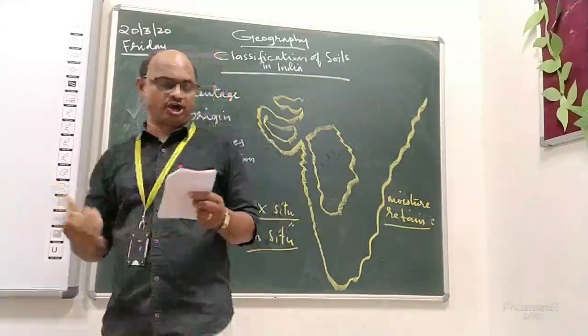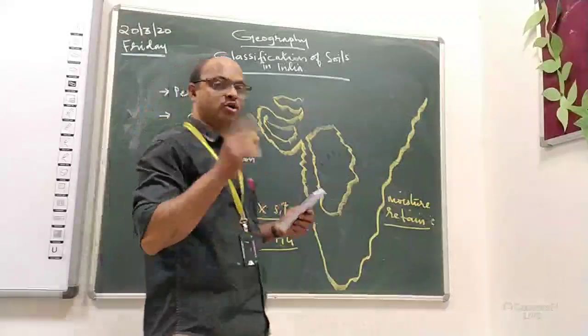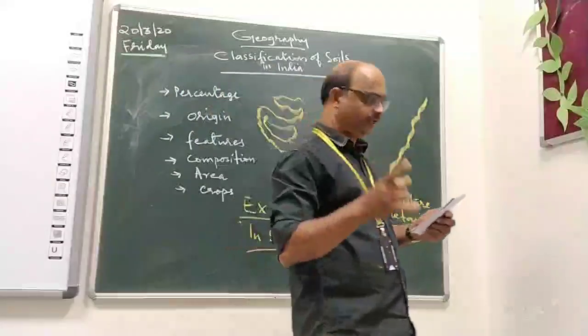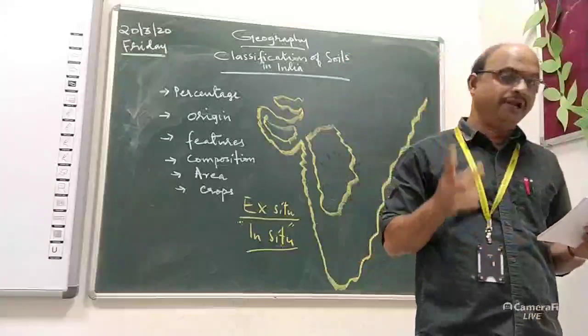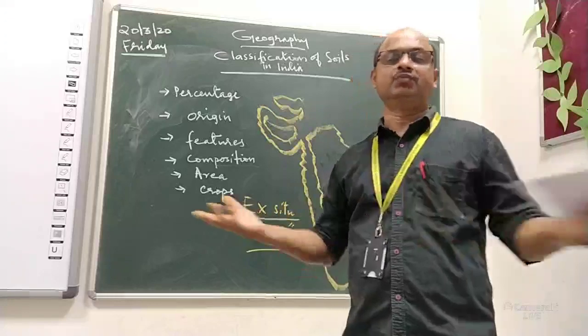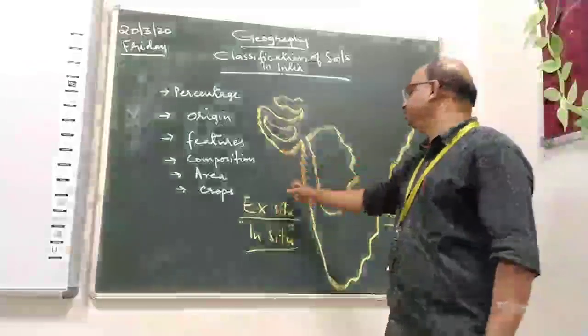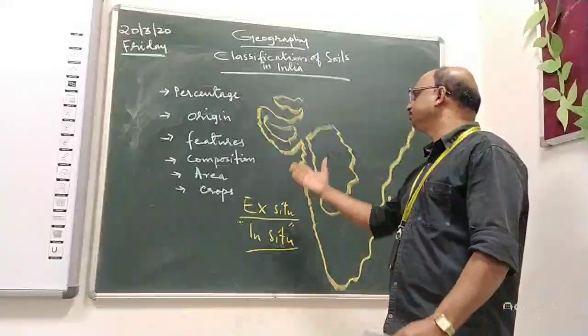Now the important crops, that is the last point here in this black soil: cotton, rice, wheat, jowar, millets, sugarcane, tobacco, oil seeds, fruits and vegetables. A variety of crops are cultivated in this particular soil. So that is very important.